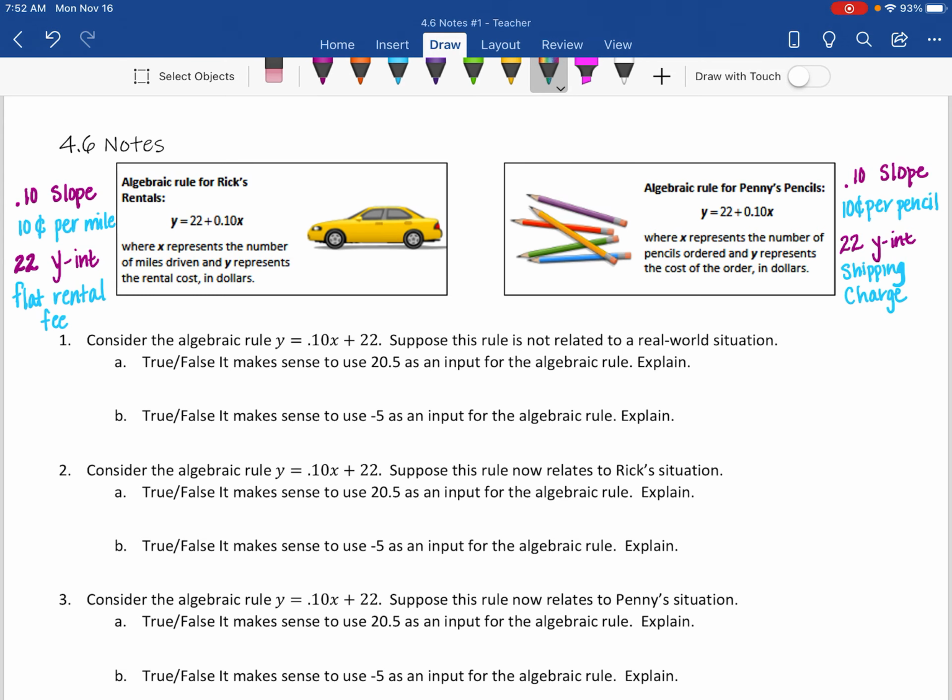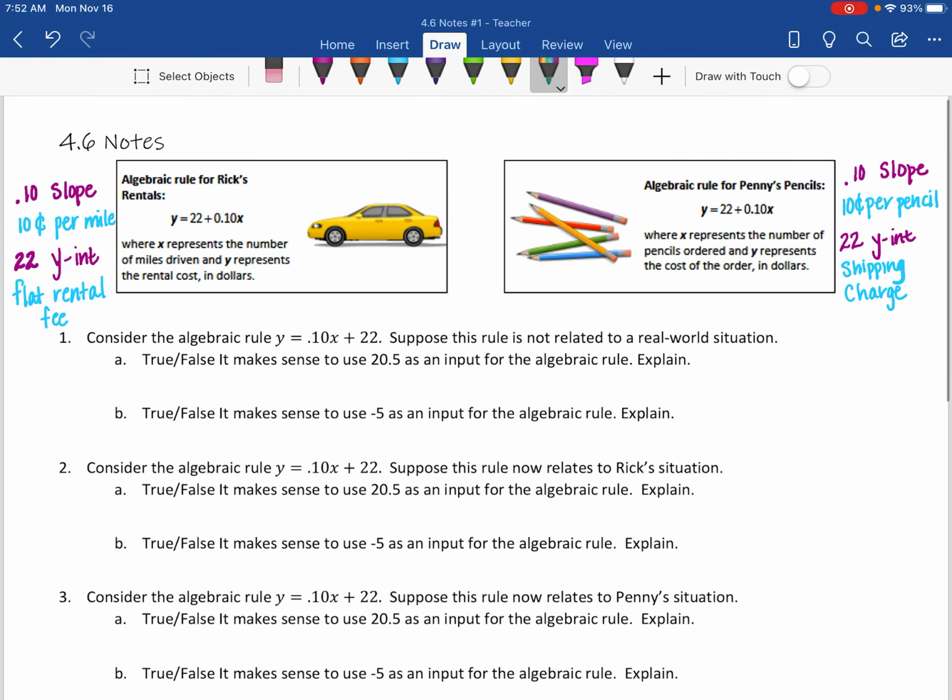Okay, so we're going to consider the rule, and I did rewrite it into y equals mx plus b form. So I switched it around a little bit from the two boxes above, just so it's easier for us to look at, because that's how we're used to seeing it. So we want to consider that rule, but it's not related to a real world situation. So there's no context. We are just dealing with x and y.